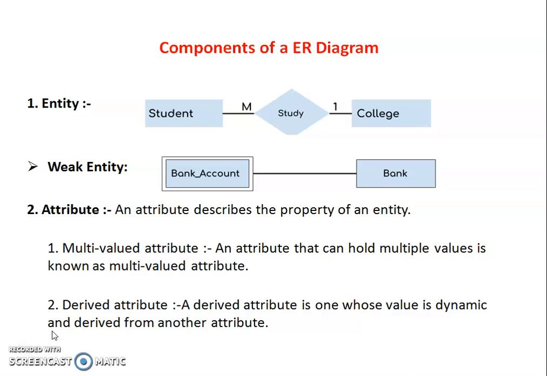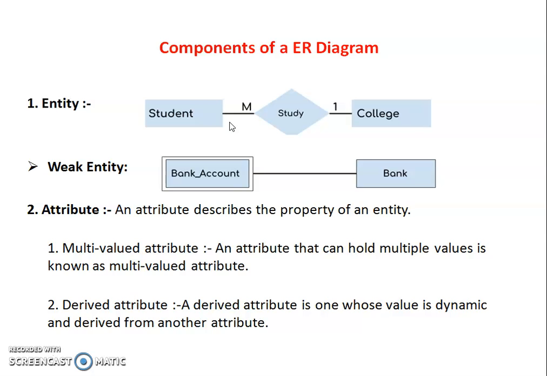First, entity. An entity is an object or component of data. An entity is represented as a rectangle in an ER diagram. For example, in the following ER diagram, we have two entities, student and college, and those two entities have a many to one relationship, as many students study in a single college. We will read more about relationships later. For now, focus on entities.